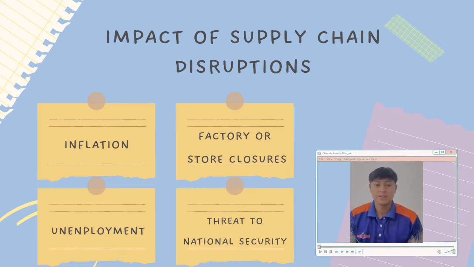Lastly is threat to national security. Okay, this is broadly defined as a country's ability to protect the well-being of its citizens, and is one of the hidden effects of the supply chain disruption.